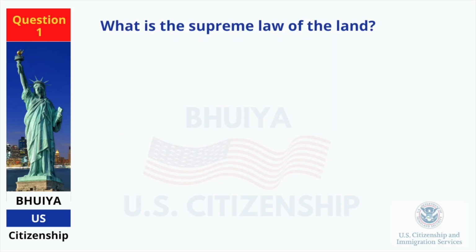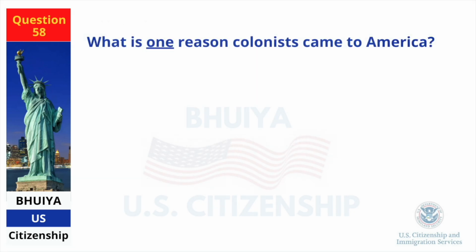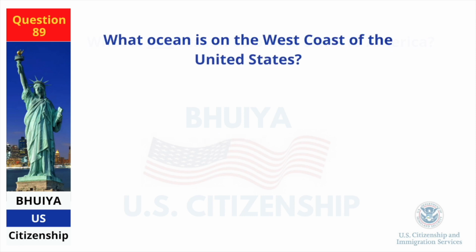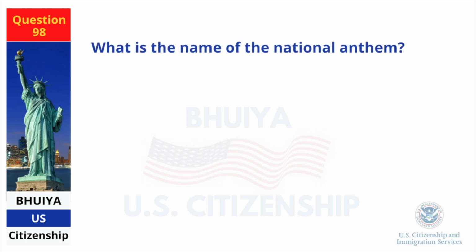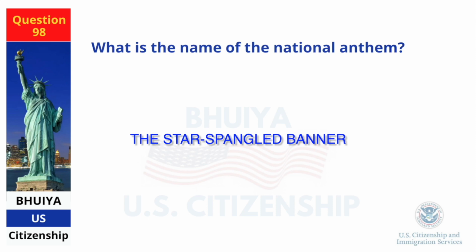What is the supreme law of the land? The Constitution. What is one reason colonists came to America? Freedom. What ocean is on the west coast of the United States? Pacific Ocean. What is the name of the national anthem? The Star-Spangled Banner.